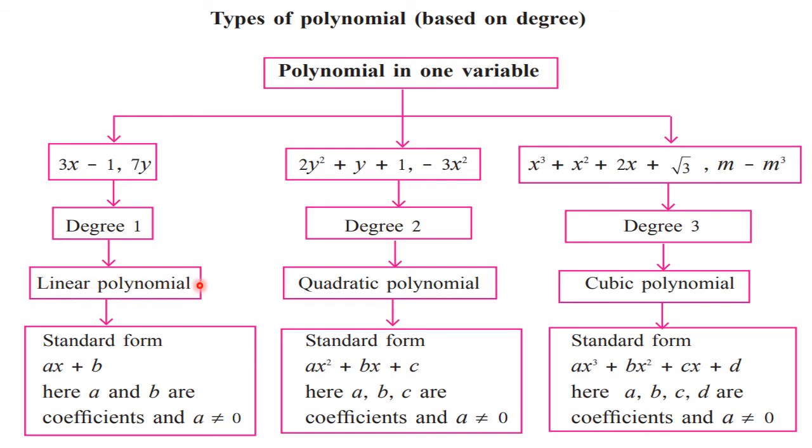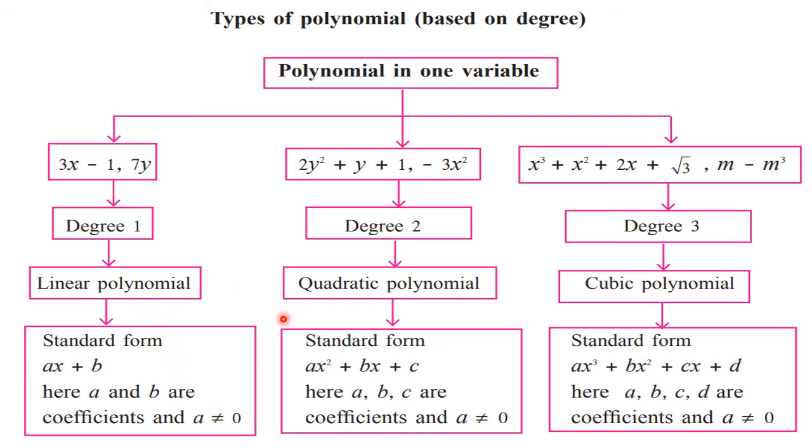So what you will say? A polynomial with degree 1 in one variable is called a linear polynomial. And then we can write it in the standard form as ax plus b, where a and b are coefficients. And the condition is what? a cannot be 0. Because if a is 0, then the polynomial's degree will change. The degree will become 0. The degree will no longer be 1. So this is an important condition that a cannot be 0.